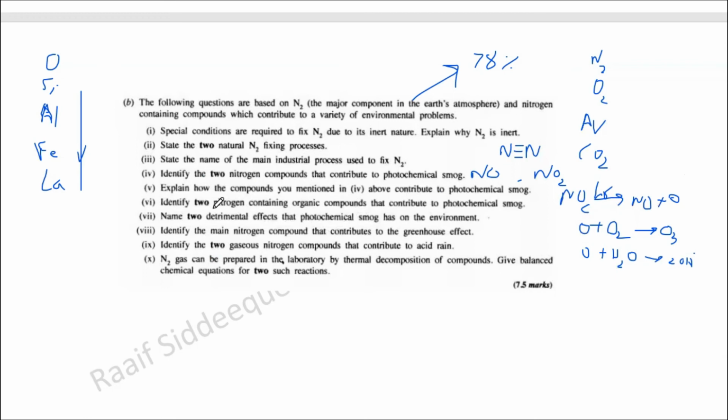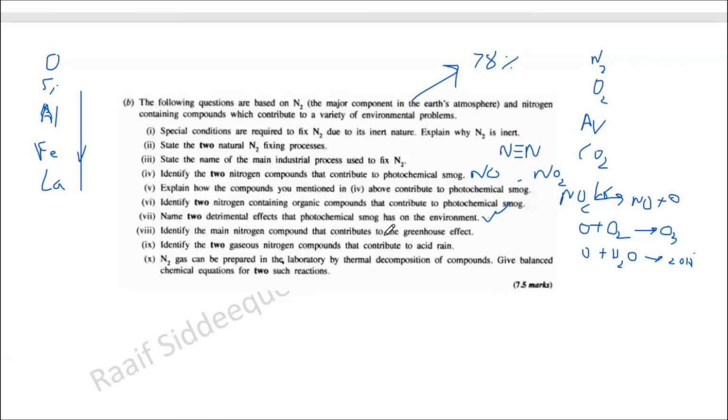Okay. Name two nitrogen containing organic compounds that contribute to photochemical smog. So you already know PAN and PBN are formed. So peroxyacetyl nitrate and peroxybenzoyl nitrate. Okay. Name two detrimental effects that photochemical smog has on the environment. So we have already discussed. It reduces visibility, and it is toxic to plants, and for fabric material it causes a lot of problems because of O3. Okay, so you can write two of that.